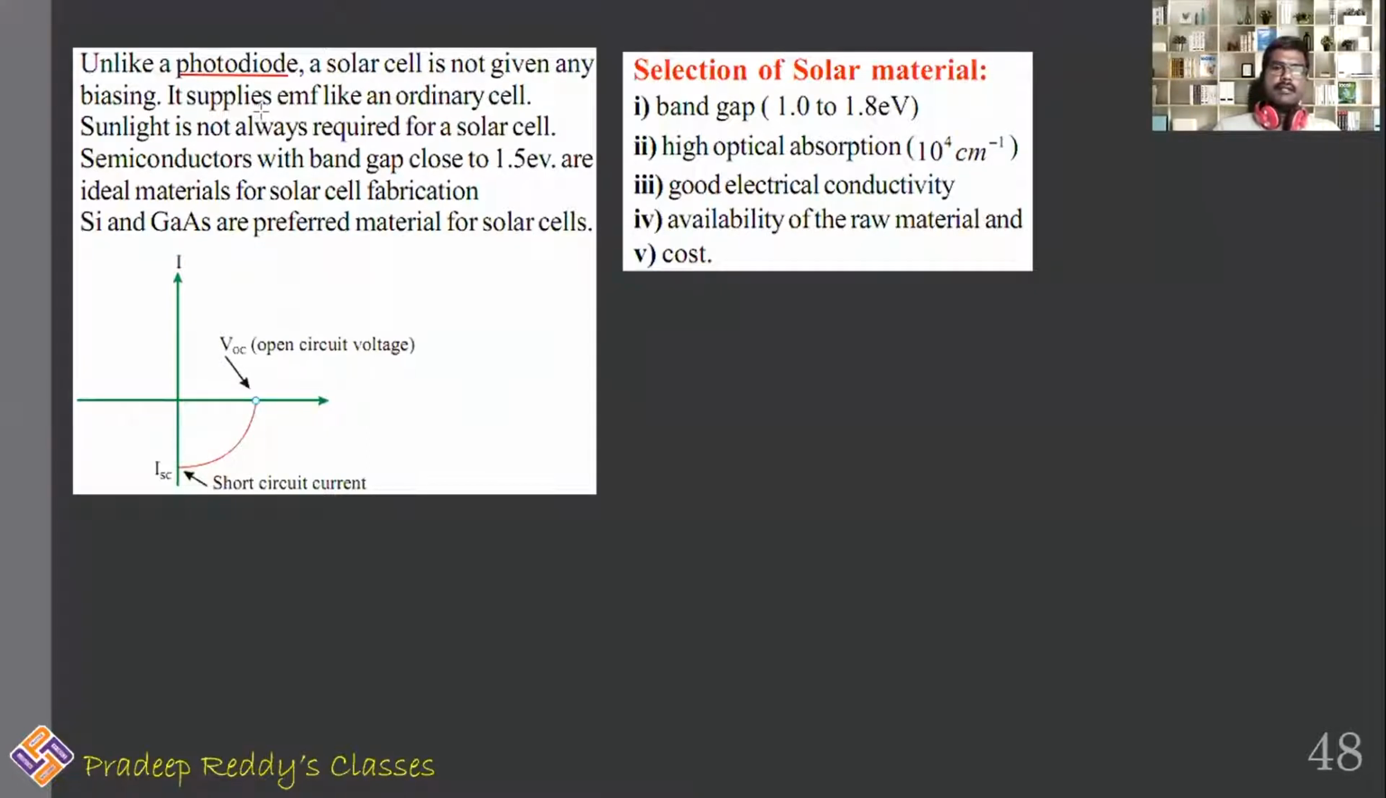Unlike a photodiode, a solar cell is not given any biasing. We are not providing any battery for the solar cell, but for a photodiode, we provide a battery. For a solar cell, we are not providing a battery. It acts as a battery. That's the difference between a photodiode and a solar cell. It supplies EMF like an ordinary cell.